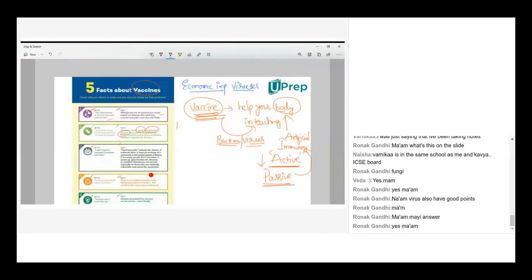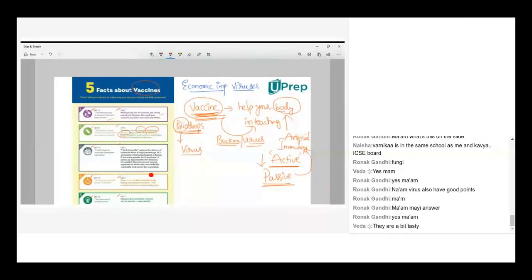Now the best example I'll give is the polio vaccine. You get polio drops. I hope everyone knows about polio drops. When you take the polio drops, those are the vaccine in the form of liquid. Now what is polio? Polio is a condition which is caused by a virus.